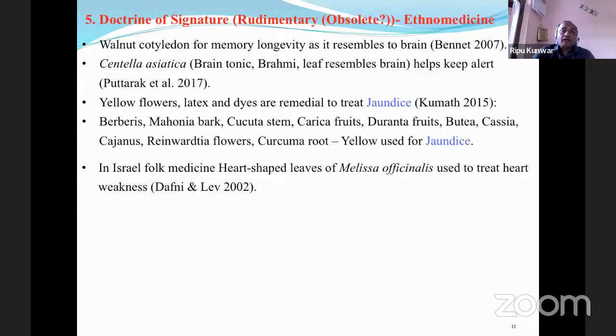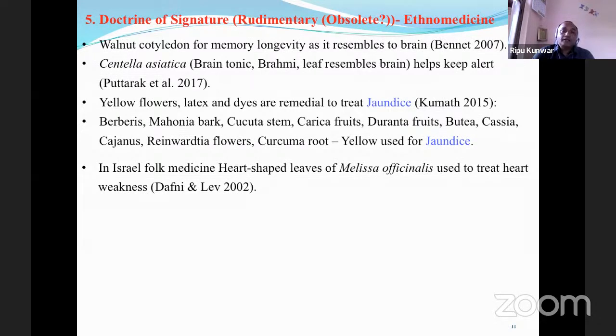And even yellow flowers or latex or dyes are remedial to treat jaundice, according to Comet. And even in our country, though it is rudimentary, some practices like the use of Berberis or Mahonia bark, which is yellow, Cuscuta stem, Carica fruits or Duranta fruits, or the flowers of Butea, Cassia, Cajanus, or even the Curcuma root, which are yellow in color, are still used for jaundice in the Nepalese pharmacopoeia.